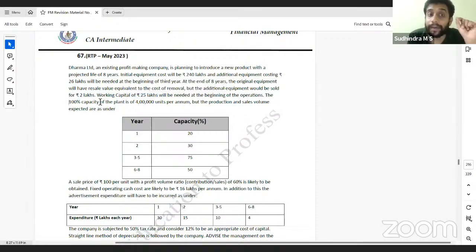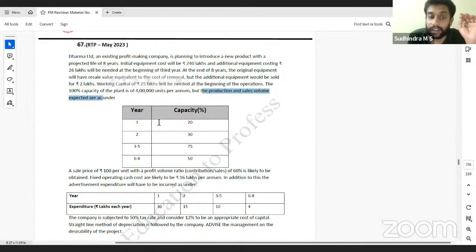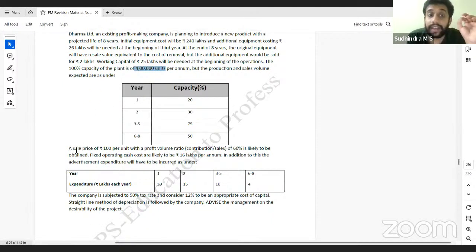Then 100% capacity of the plant is 4 lakh per annum, but production and sales volume expected is as under: years 1 to 2, 20%; year 3 to 5, 30%; 75% and 50% for the remaining years. Accordingly, we know the units produced and sold. Sale price is 100 per unit with a PV ratio of 60%. That means directly I'll get contribution is 60 rupees per unit. So I know the units sold per year into 60 rupees, I'll get the contribution of that year.